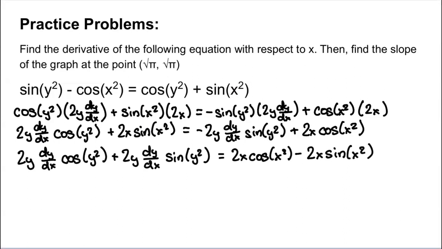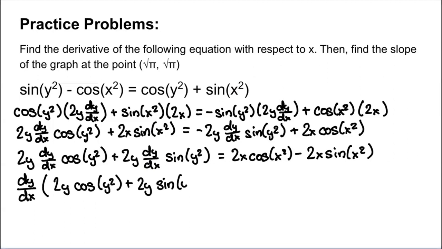So I just want to check my work, see if we are on the right pace. And yeah, everything looks good. It's nice to take a step back and just see if all of your stuff is in order so that if you make a mistake later on, it's not as damaging. So we're going to take out that dy dx. We're going to factor it out. dy dx times 2y cosine of y squared plus 2y sine of y squared.